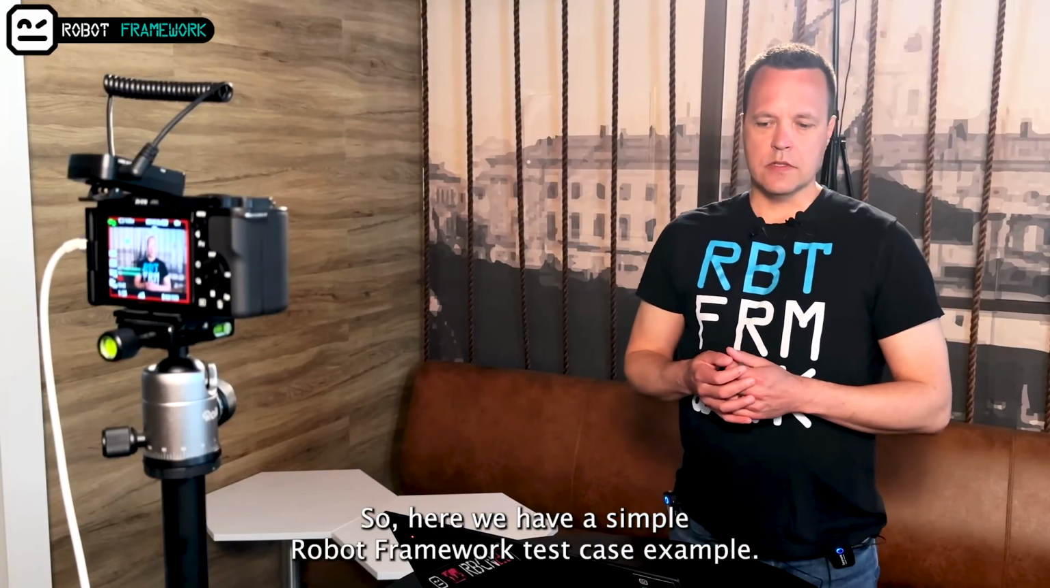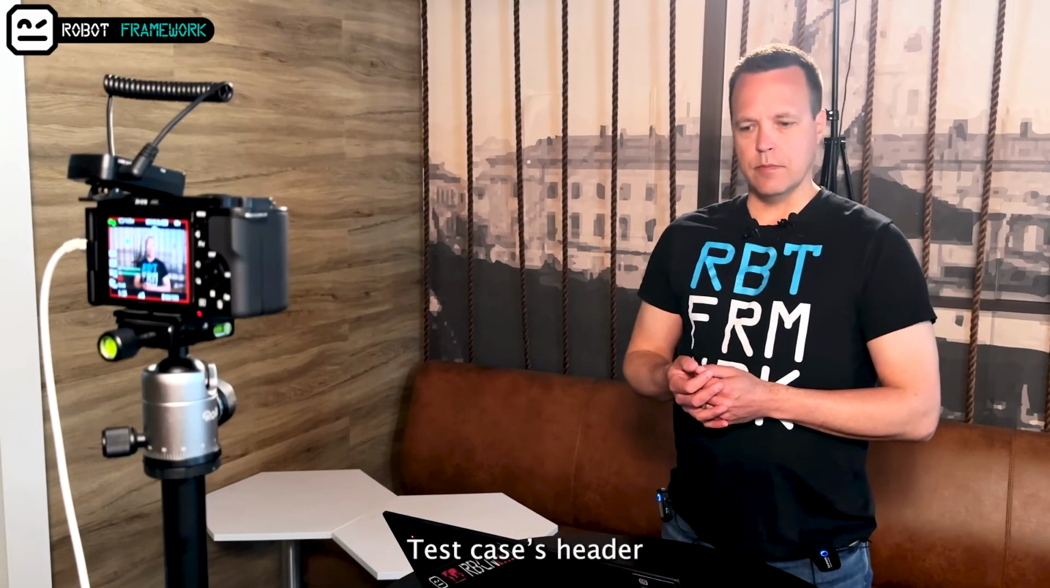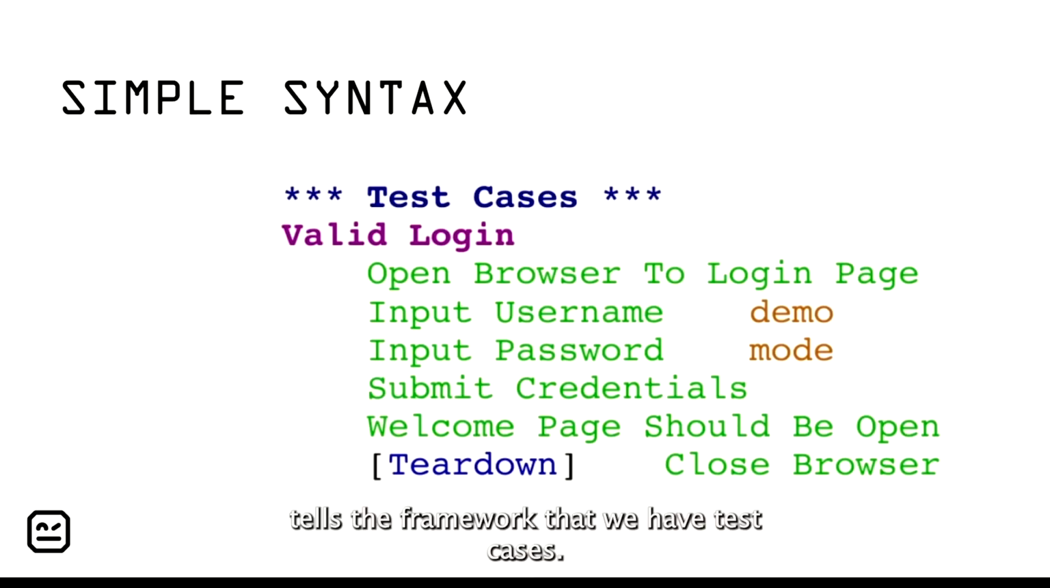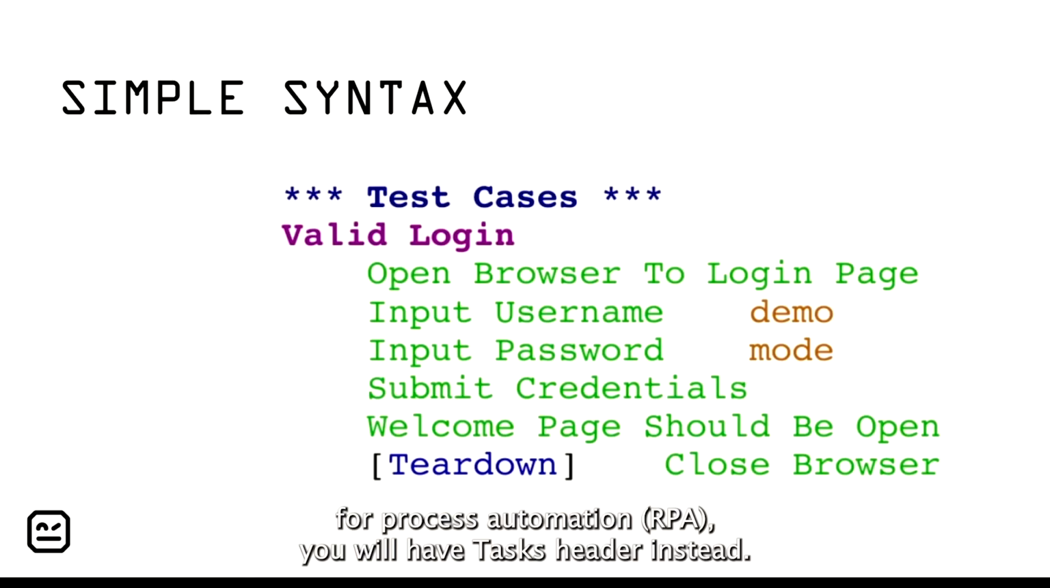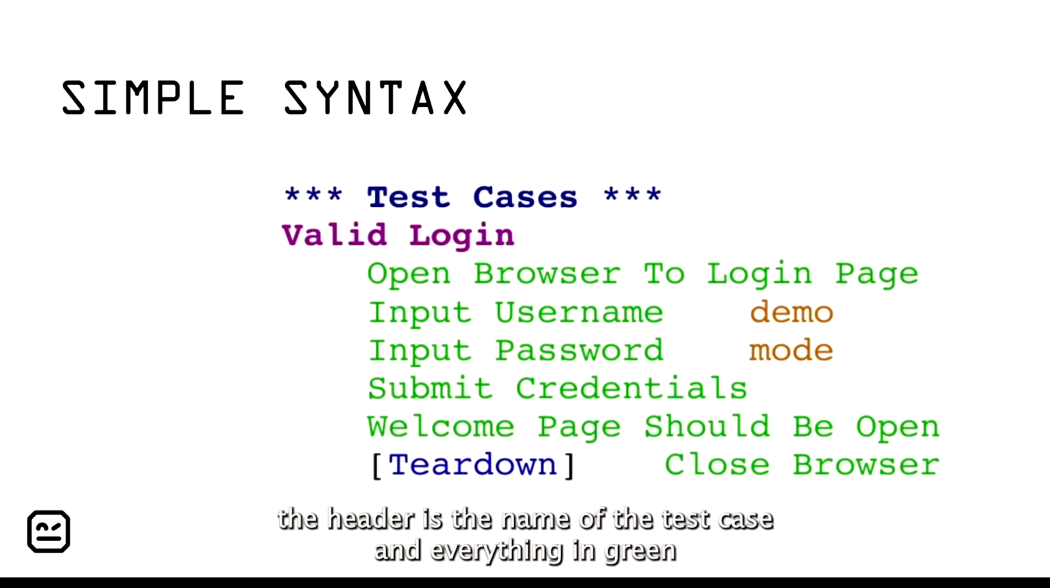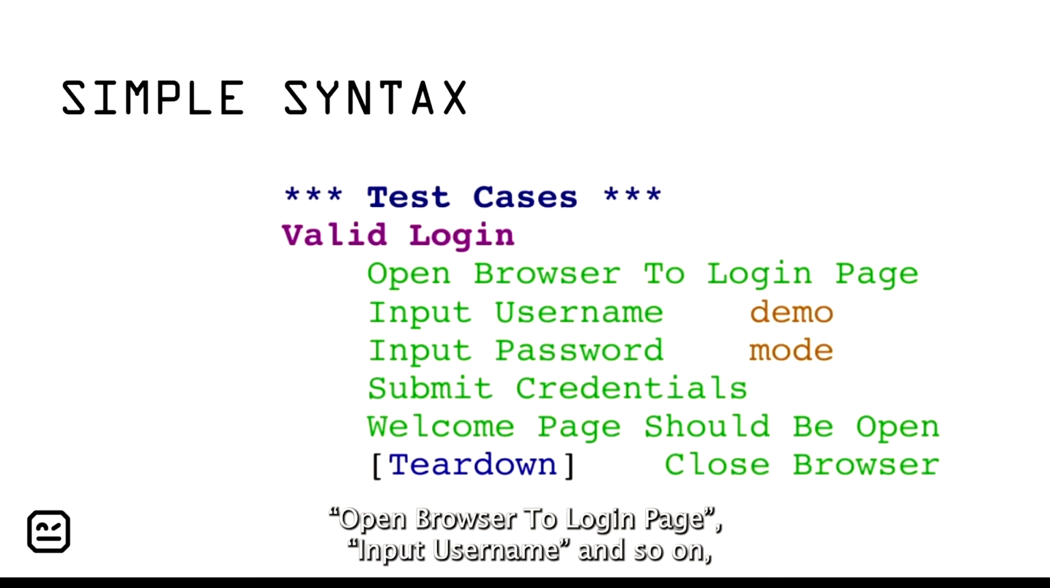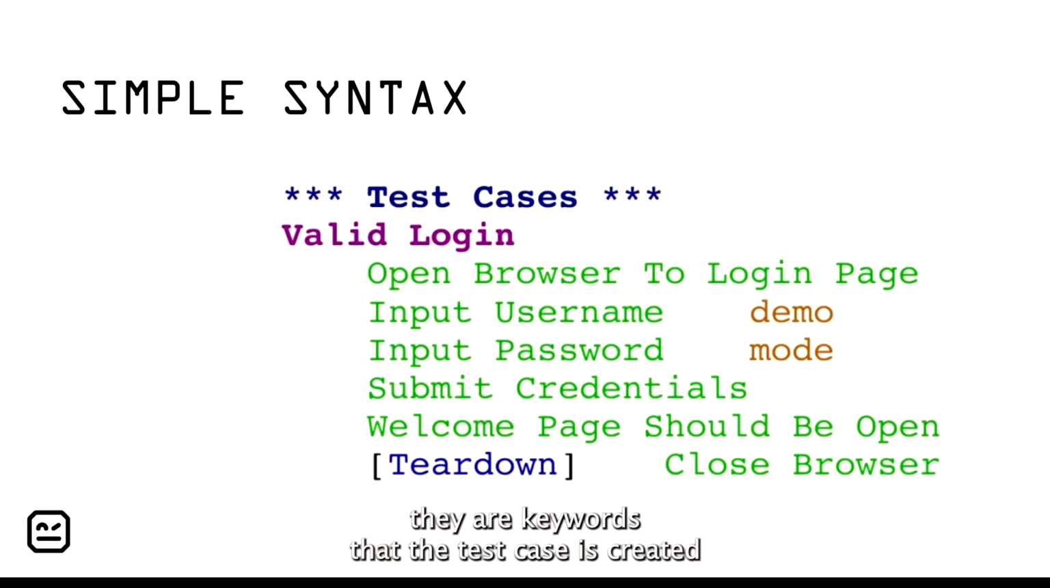So here we have a simple Robot Framework test case example. The Test Cases header tells the framework that we have test cases. If you're using Robot Framework for process automation, you would have a Tasks header instead. Valid Login below the header is the name of the test case, and everything in green, Open Browser To Login Page, Input Username, and so on, they are keywords that the test case is created from.